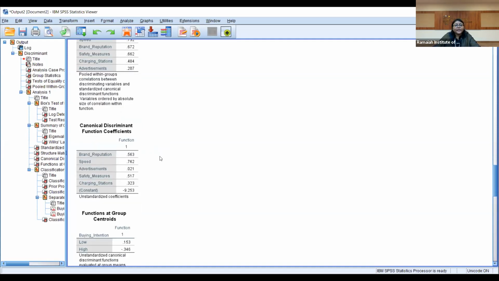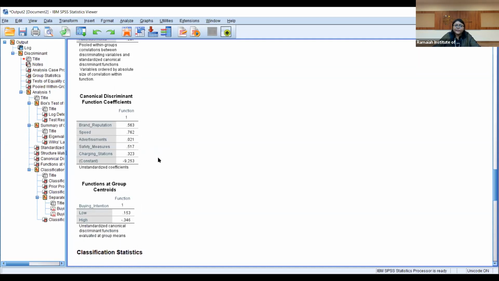The next one is canonical discriminant function coefficients. With these unstandardized coefficients, we can find out our discriminant function. If you want to write a discriminant function, it will start with the constant, which is minus 9.253. So the equation can be written as minus 9.253 plus 0.563 into the first variable plus 0.762 into the next variable, and so on till all these variables are complete. Now this gives you the discriminant function.